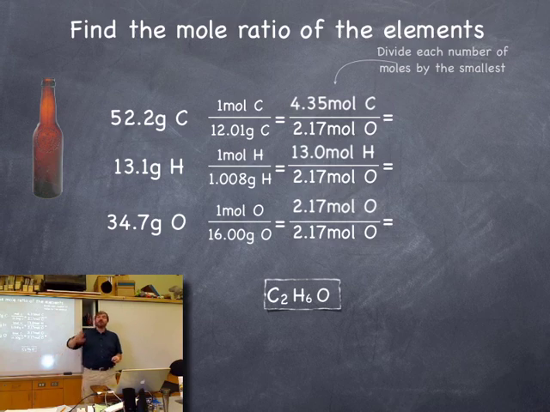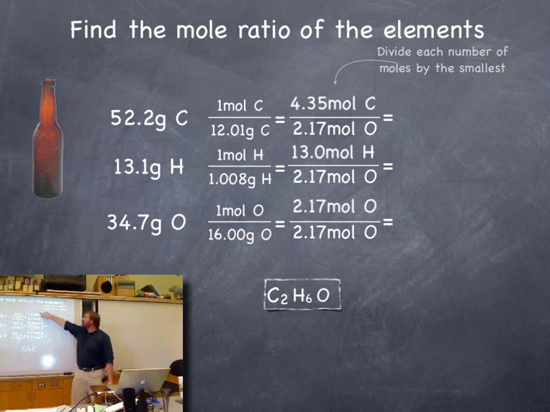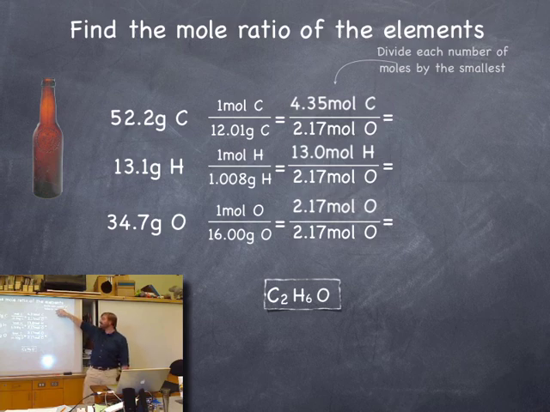Okay, so to determine the empirical formula, 3 steps. Number 1, take the grams and convert them into moles. Step 2, take the moles and divide each number of moles by the smallest. Step 3, see if you need to multiply by something to get whole number ratios.